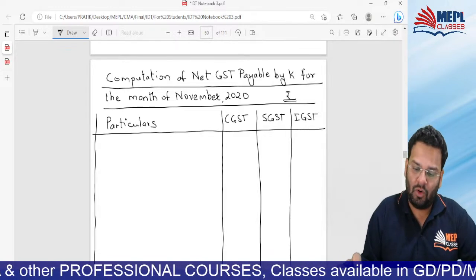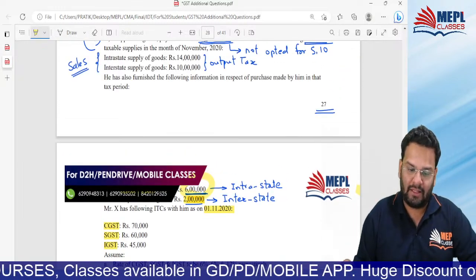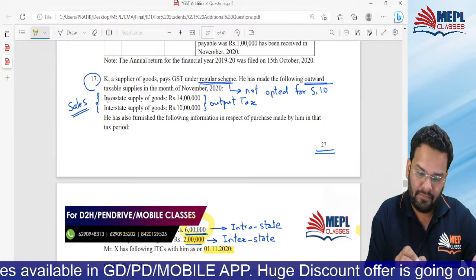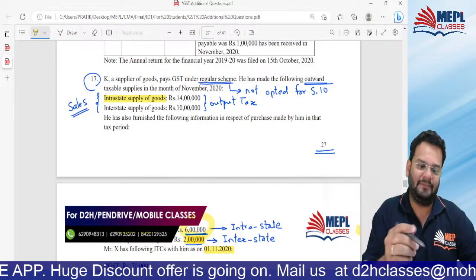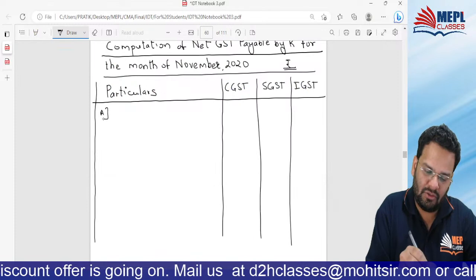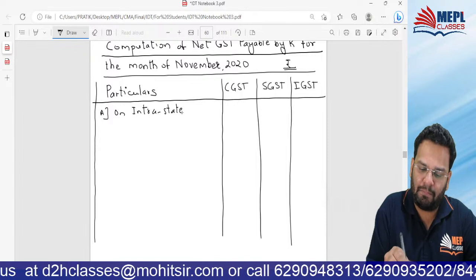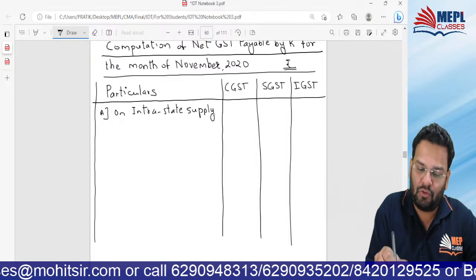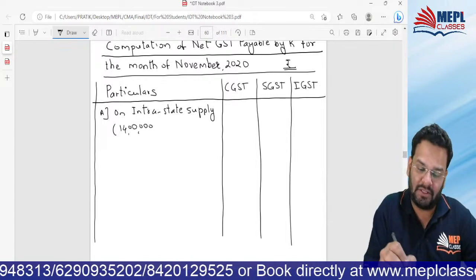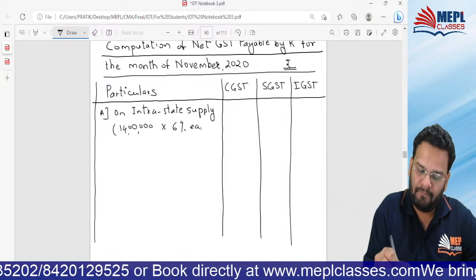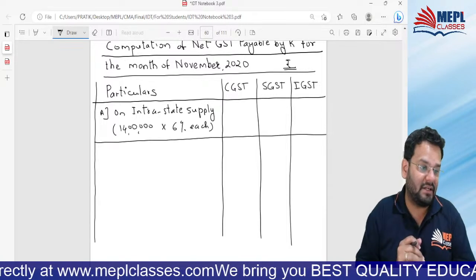Now check and tell me, what is your output tax? Okay, output tax. First of all, on intrastate supply of goods. So intrastate supply of goods is 14 lakhs. So A point on intrastate supply. Intrastate supply is 14 lakh rupees. And you know that rate of GST is 6% each. Check and tell me, what is your output tax on intrastate supply?